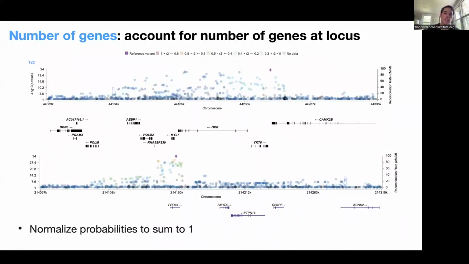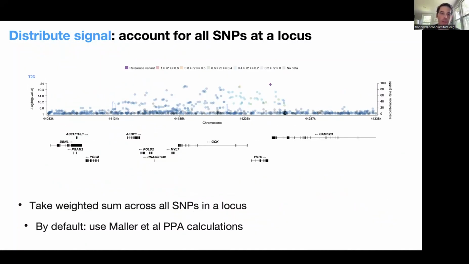A second extension is to account for the number of genes that you have at a locus. Right now, the huge calculator analyzes each gene independently. But if you look at this top locus compared to the bottom locus, you would probably intuitively think that these genes at the top have less support than this gene PROX1 on the bottom, because PROX1 is on an island. There are not many other candidate genes there, or at least there are fewer. On the top, there are more candidates competing for the signal. So we've made some changes so that we now jointly calculate values for all of the genes within a locus, as opposed to each gene one by one.